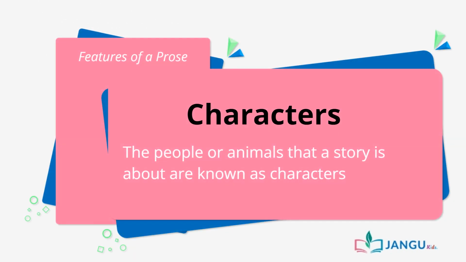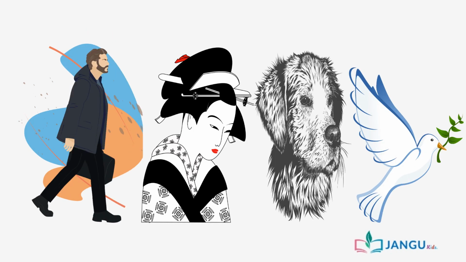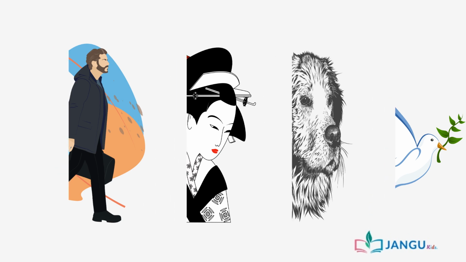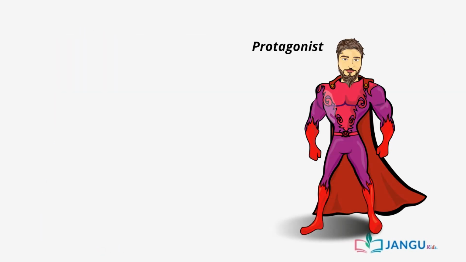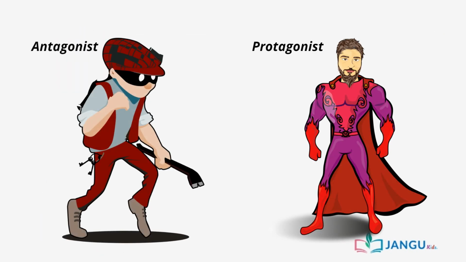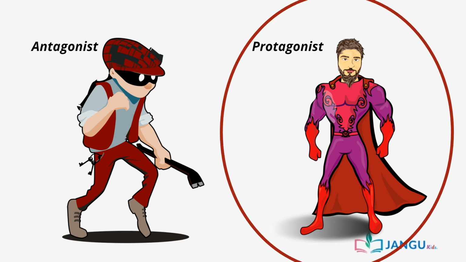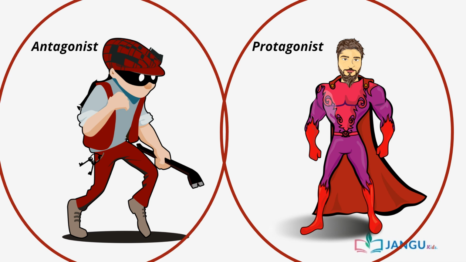2. Characters. The people or animals that a story is about are known as characters. The different personality of each character should be well developed to bring out their uniqueness. Characters should be developed by describing their physical appearance, manner of speaking, and thinking. A character can be protagonist or antagonist. A protagonist is the hero or heroine of the story, while the antagonist is the villain of the story who is always opposing the protagonist.